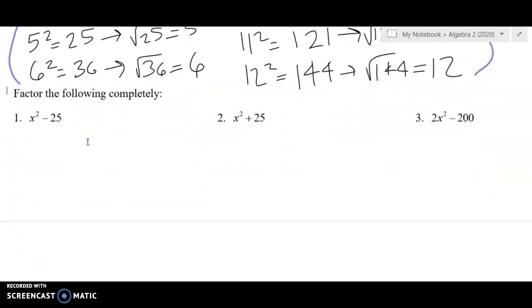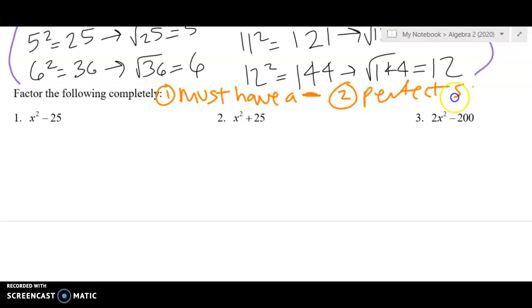Okay, factoring the following completely. So here's what you need to know, and I'm going to make a little list up here. Let's do it in orange pen. Number 1, if you're doing difference of squares, there's going to be 2 terms. So instead of 3 terms, a trinomial, you're going to have a binomial, 2 terms. If it has 2 terms, it must have a negative. You're going to look for the negative sign. And then the other thing you're going to look for is perfect squares. So these are the 2 things I need to identify before I move on.